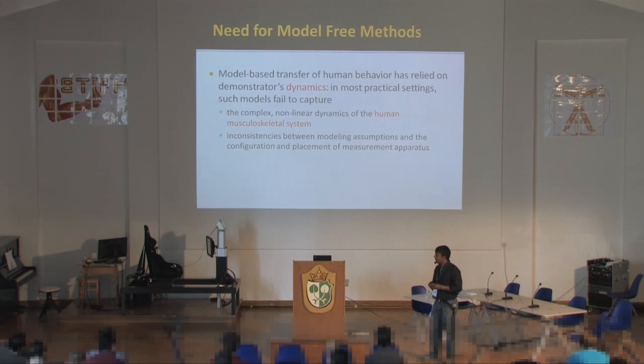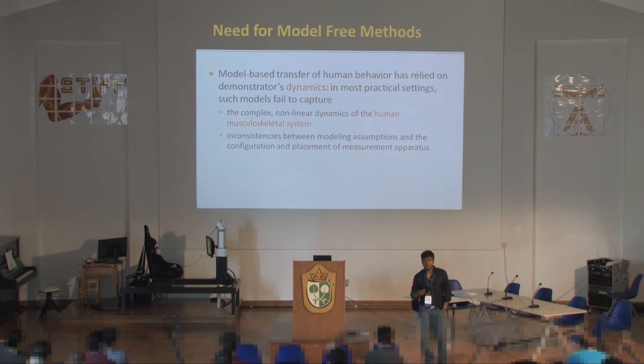So as you must have noticed from lots of talks on human impedance, it's a complicated system. So it's not easy to model. It's hard to get access to the system. Traditionally, the model transfer of human behavior has relied on the fact that we know the demonstrator dynamics. But in most practical settings, the complex nonlinear dynamics of the human musculoskeletal system is hard to capture.